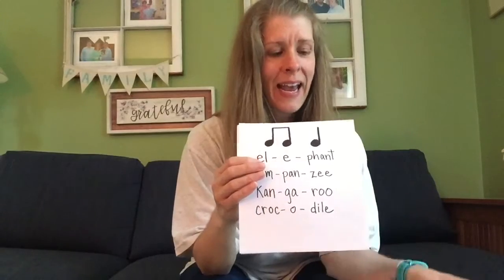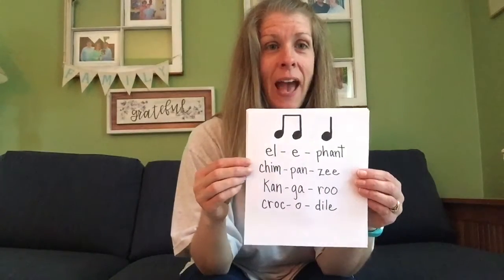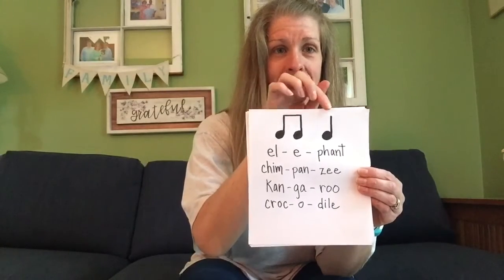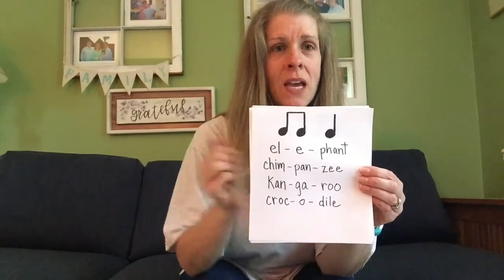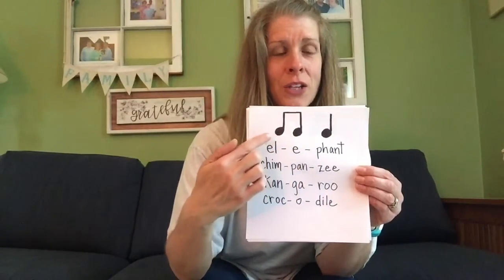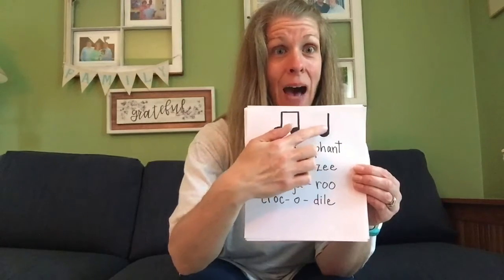The second animal is going to be a little different. It's going to have 3 syllables, and the first 2 syllables are going to be a little bit faster than the last one. So we have 2 eighth notes that are paired together with the bar, and then our quarter note. So we have a ti-ti-ta pattern.